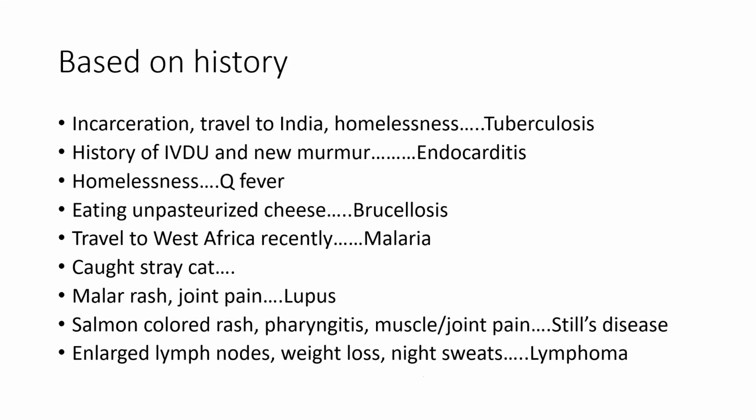And just to end with some common buzzwords based on history. If there is in a question stem incarceration, travel to India, or homelessness, think tuberculosis. If there's history of IV drug use and a new murmur, think endocarditis. Homelessness, fever of unknown origin, think Q fever. Eating unpasteurized cheeses, think brucellosis. Travel to West Africa, think malaria. Caught a stray cat, basically anything. Malar rash, joint pain, think lupus. Salmon colored rash, pharyngitis, that evanescent rash, high ferritin, think Still's disease. And large lymph nodes, weight loss, night sweats, think B symptoms, and think lymphoma.